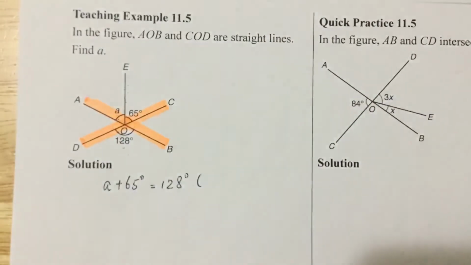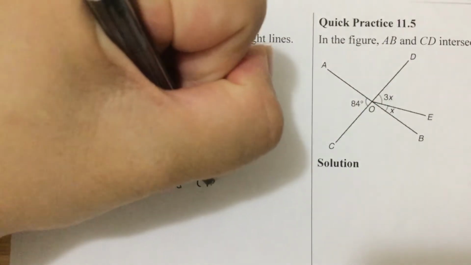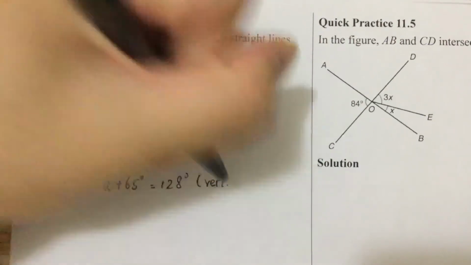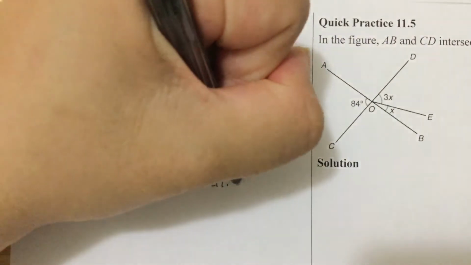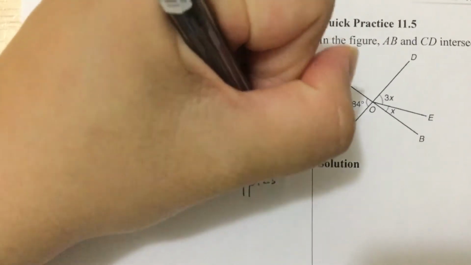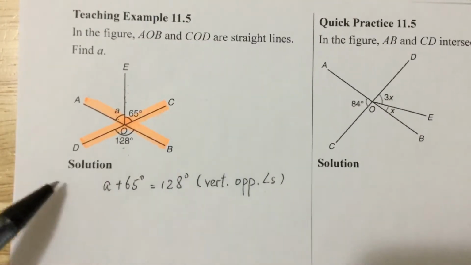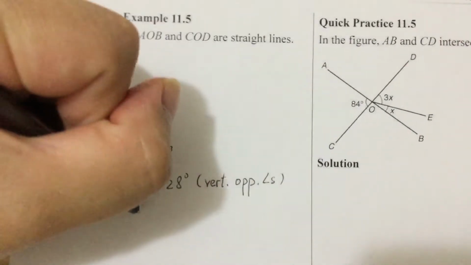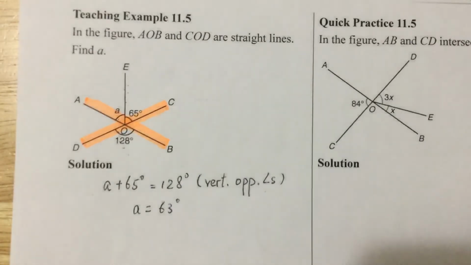And then the reason is a little bit difficult to remember. So vertical, V-E-R-T, the short form. Don't just write down V. I will not give you marks, okay? VERT. OPP., opposite. Angles. We have two angles, so we write angles. So A plus 65, and then we can write down the answer immediately. A equals 63 degrees. So we finish it immediately.